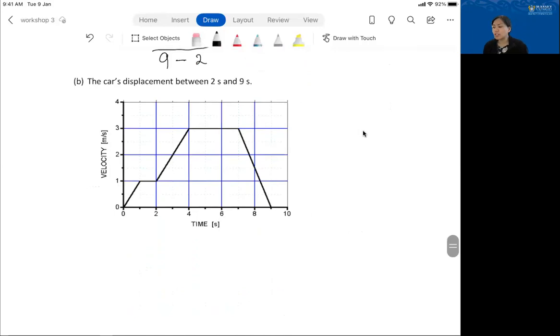Okay, next question. The car's displacement between 2 seconds and 9 seconds. If the slope gives you the acceleration, therefore the area under the graph will give you the displacement. So that means you have to figure out the area under this graph between 2 seconds and 9 seconds. You can divide the total area into actually 2 trapezoids.